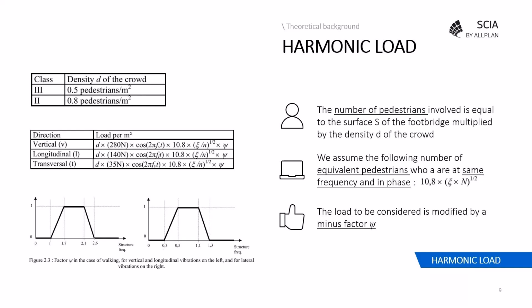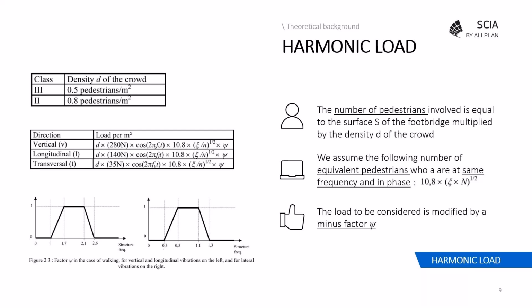And another factor which we need to consider is factor psi, which takes into account the frequency that we are considering. So if we fall in the range between 1.7 and 2.1 hertz for vertical loads, we would be having a value psi equal 1. If the value of the frequency is below 1 or above 2.6, this psi factor will be nil and no analysis will be required. And if we are in the intermediate ranges, this value will be calculated through an interpolation.